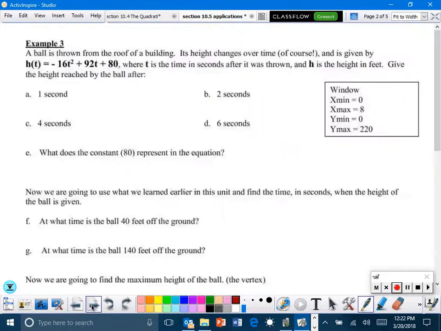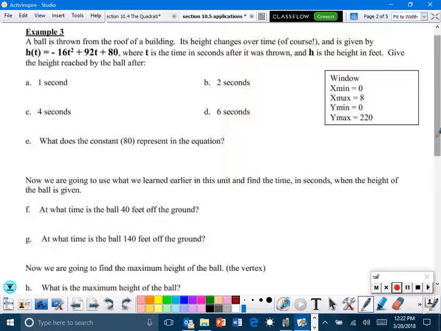Okay, one more example. A ball is thrown from the roof of a building. Its height changes over time, of course, and is given by this equation, where t is the time in seconds after it was thrown and h is the height in feet. Give the height reached by the ball after 1 second, 2 seconds, 4 seconds, and 6 seconds.